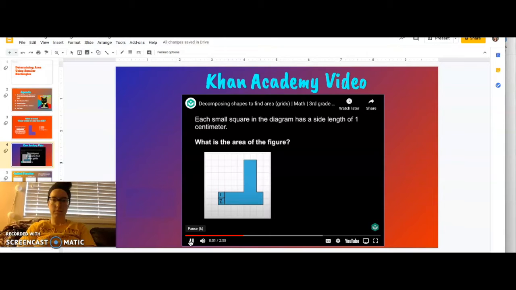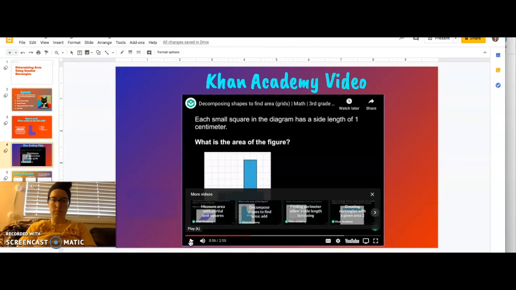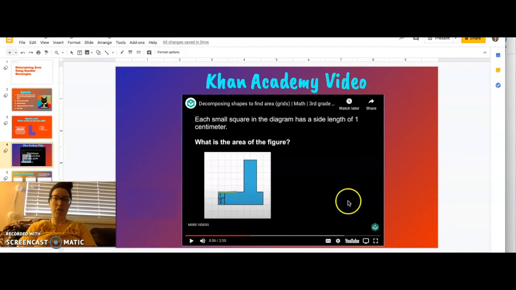Or what we could do is we could look at this and try to break it into 2 shapes. Which of those methods sounds more efficient to you? Counting up each of the individual squares, or breaking this up into 2 rectangles? Remember, efficient means which one will help us figure this out quickly and correctly.